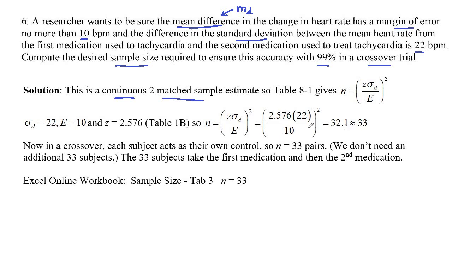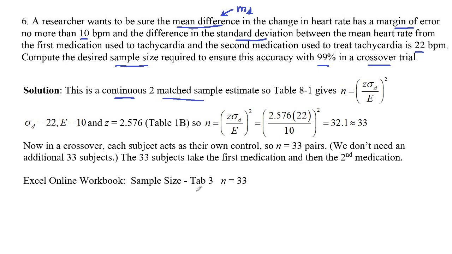33, and in a crossover trial, each subject acts as their own control, so that n equal 33 is actually 33 pairs. You don't need an additional 33 subjects because the 33 subjects that take the first medication cross over and then take the second medication.